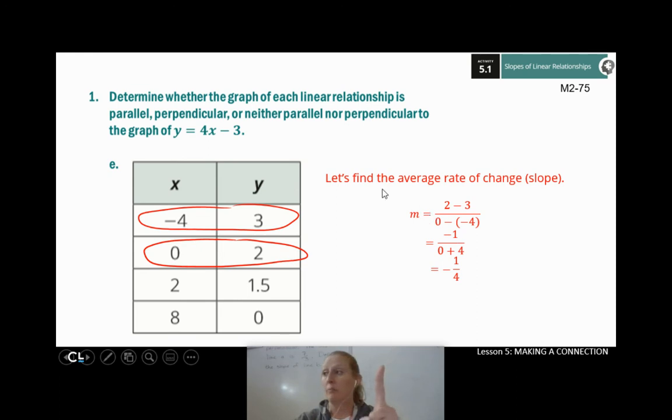It's the opposite, positive, negative. It's the reciprocal, 4 over 1, 1 over 4. It's perpendicular. Yeah, I finally got a perpendicular one. It felt like it was never going to happen.